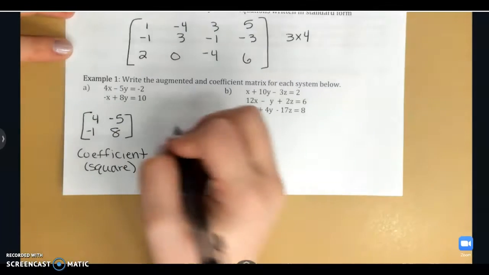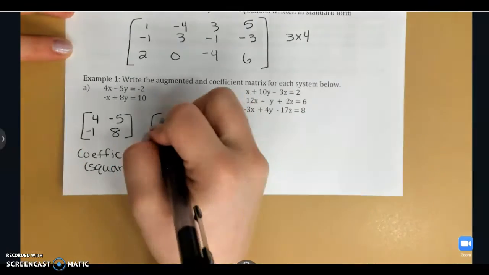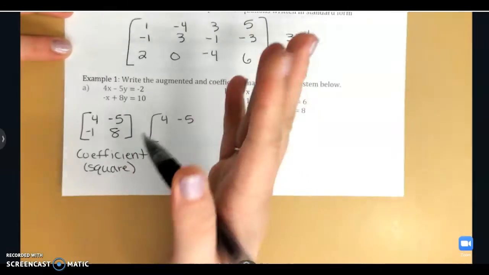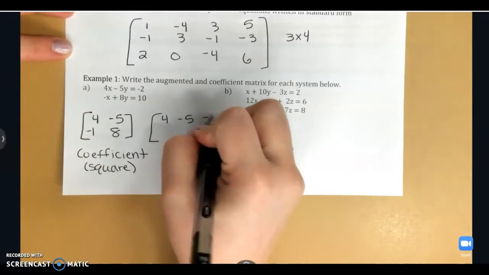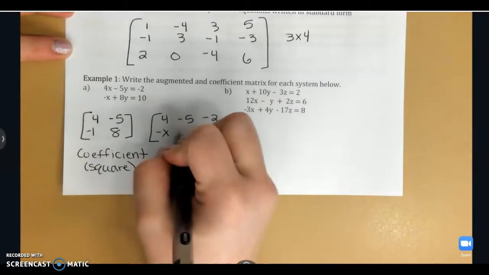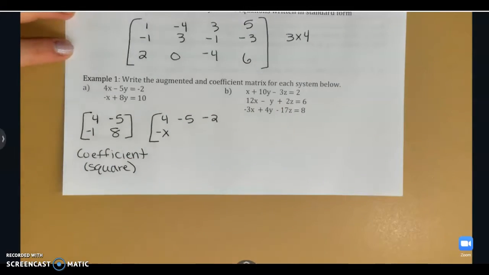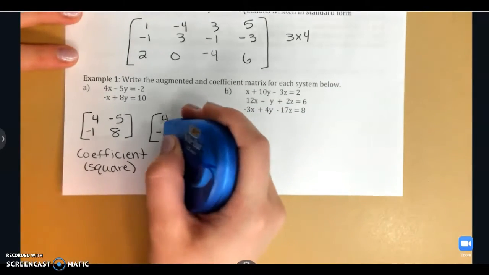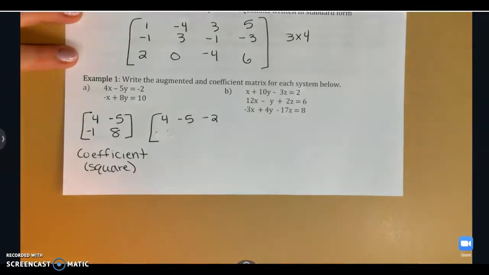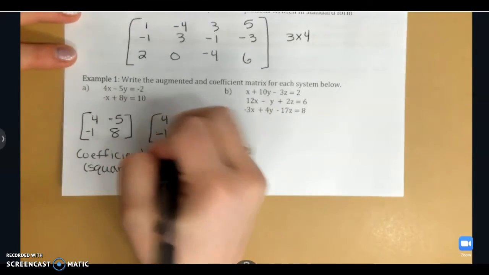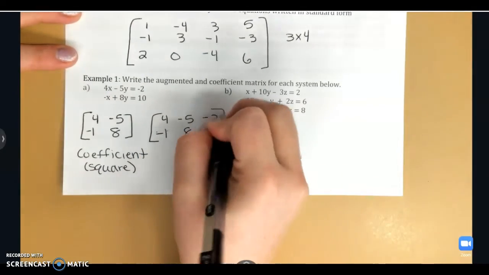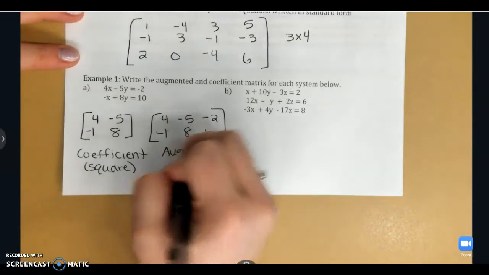Okay. Then my augmented matrix is going to be the same, except I'm going to add that last column with my constants from the right side. Oops, that should be -1. So -1, 8, 10. And here is my augmented matrix.